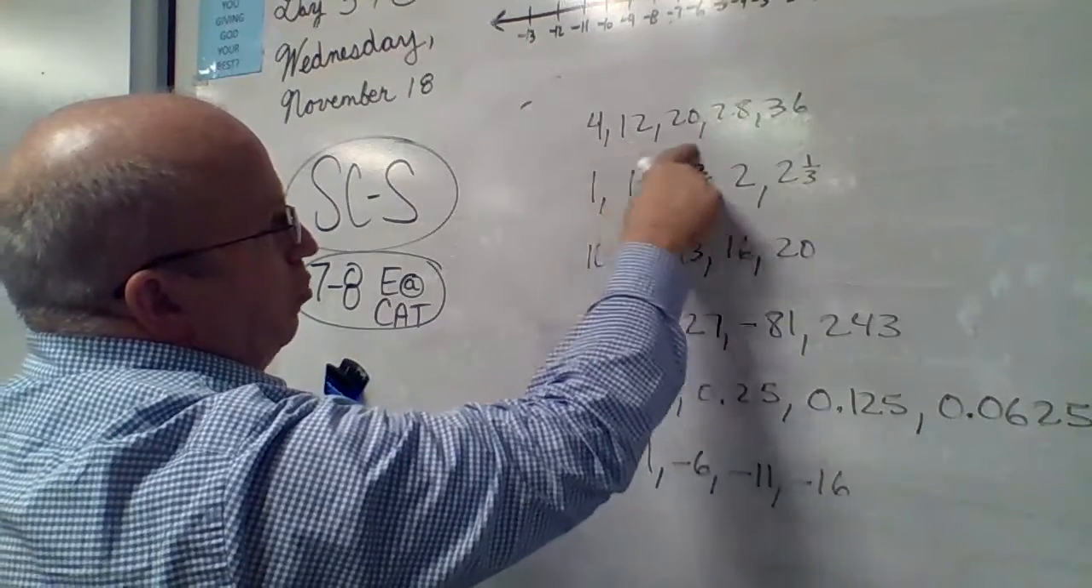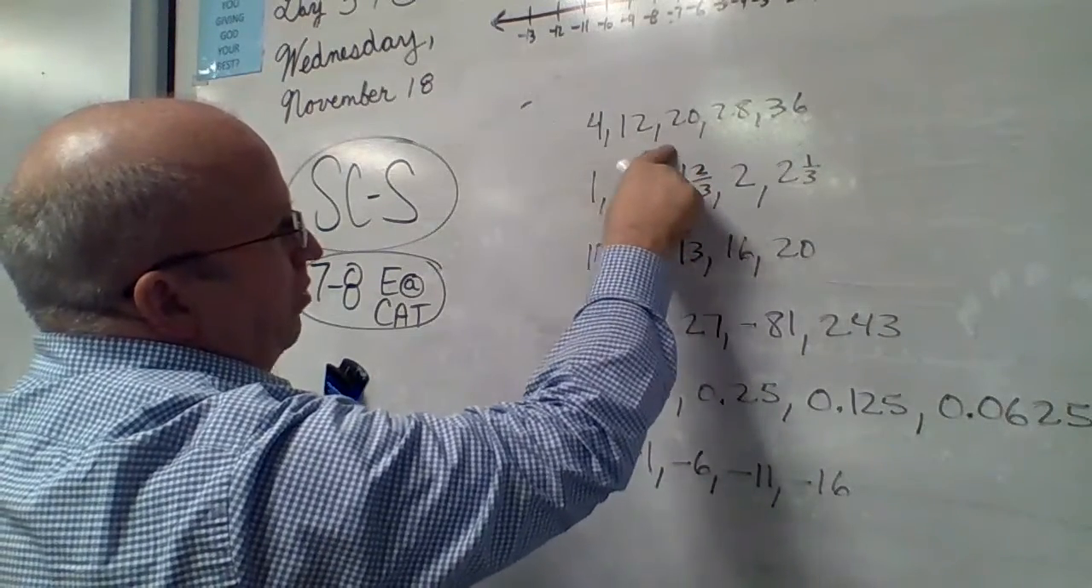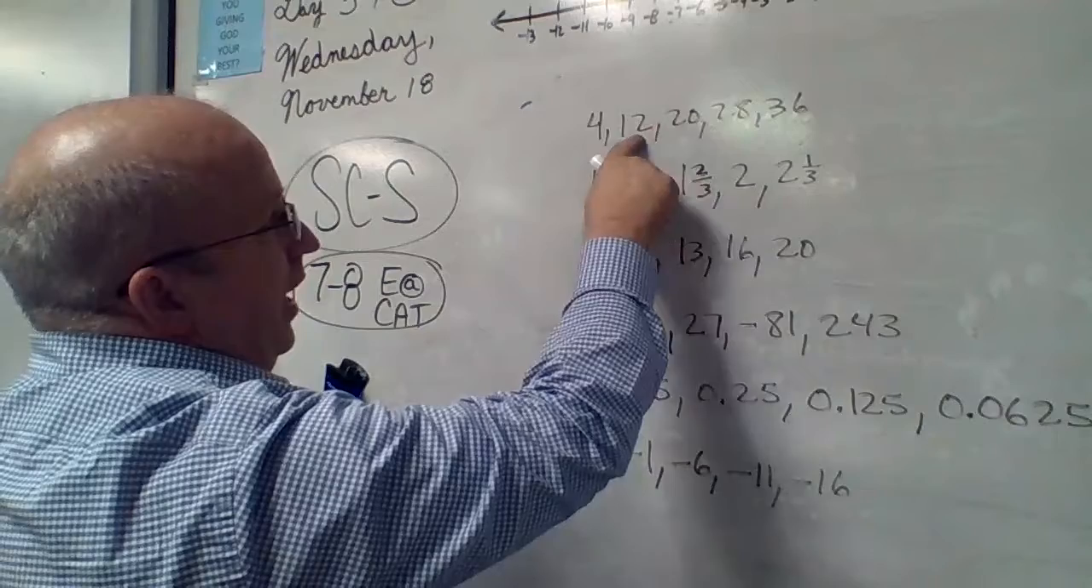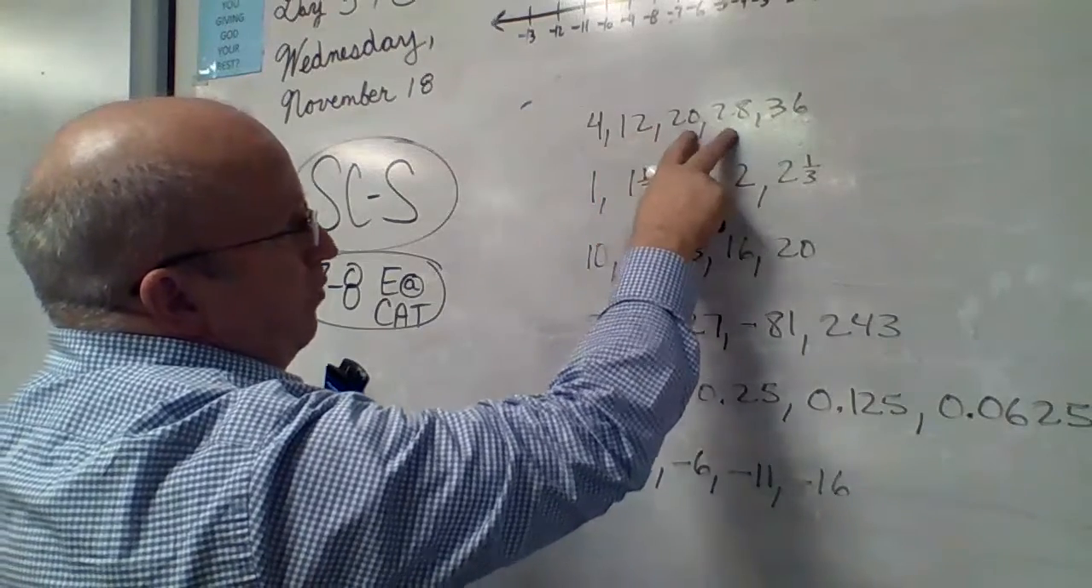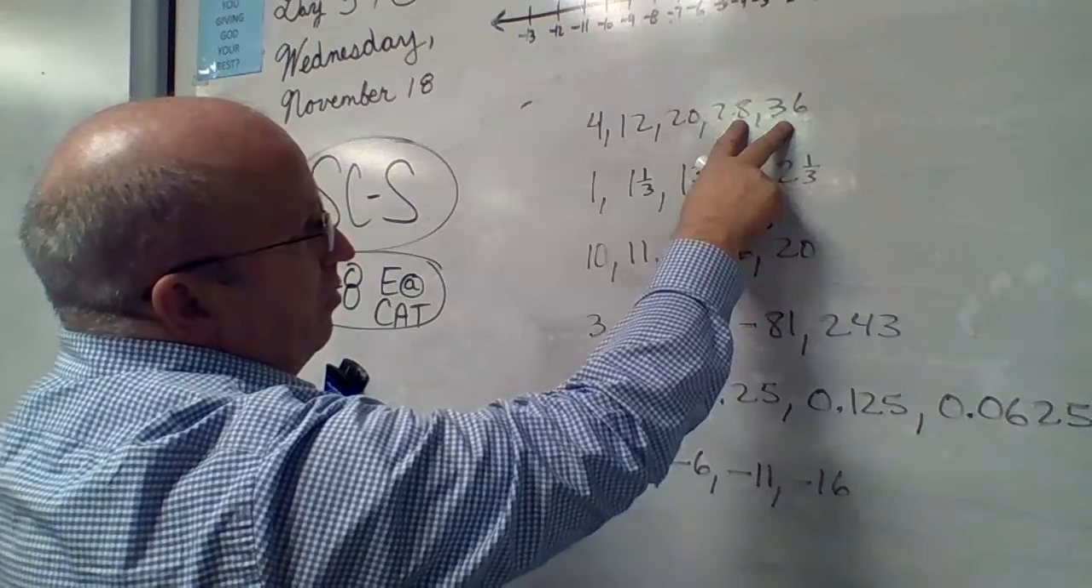How about here, 12 and 20? Multiplying by 3 doesn't work because 12 times 3 is 36, but adding 8 works. What about from here to here? Adding 8 still works. How about here to here? Adding 8 still works.